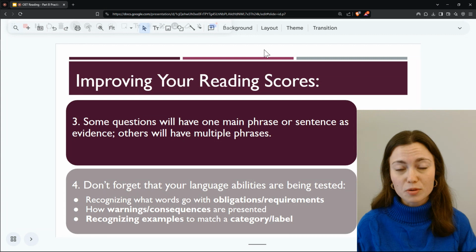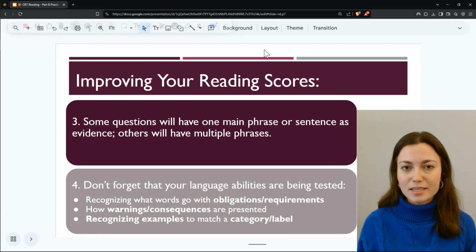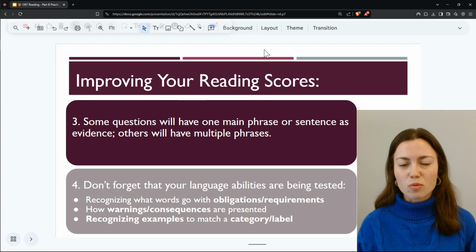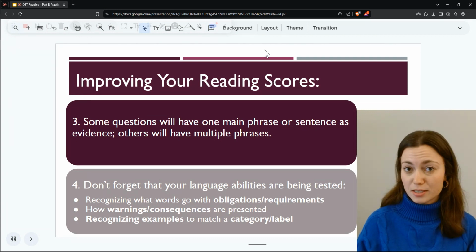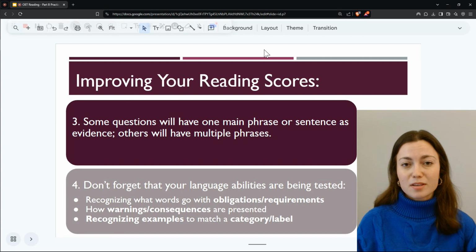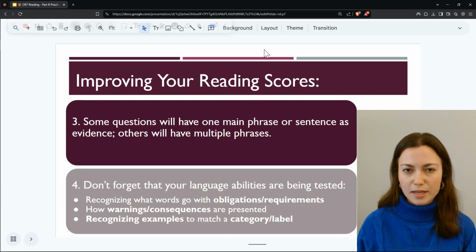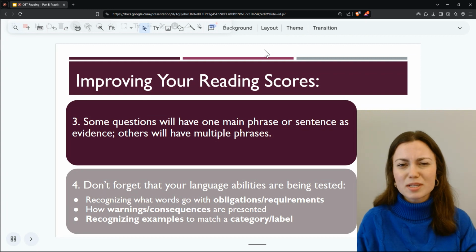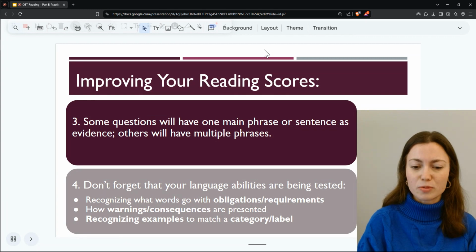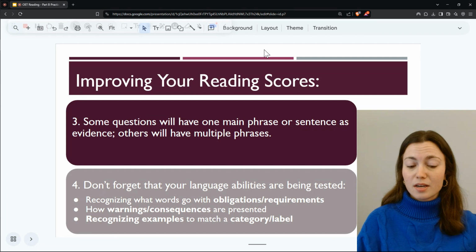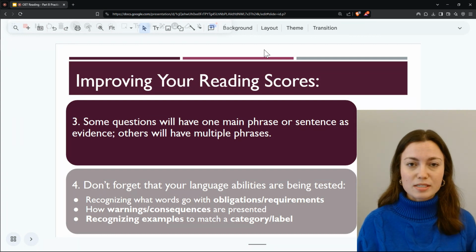Finally, and most importantly, don't forget that the OET is a language test. So that should guide us in what we're looking for with our questions. For example, being able to recognize things like the language of obligations and requirements. So in English, what sort of words go with those kind of things? For example, warnings and consequences.